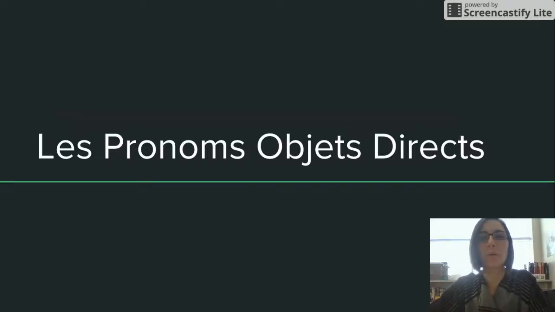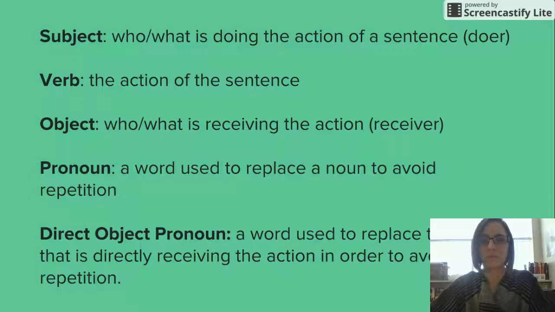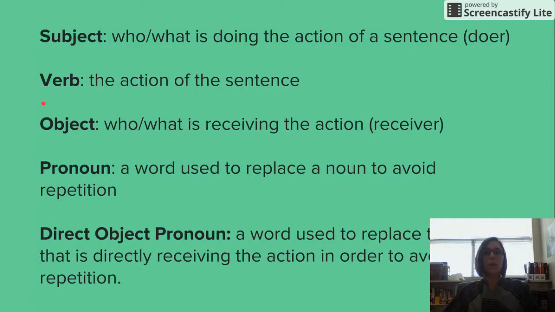Today we're talking about les pronoms objets directs, or direct object pronouns, in French. So a couple of definitions that you need to know before we really get into this: the subject of a sentence is who or what is doing the action of a sentence. This is the doer. The verb is the action of the sentence, so what is being done. And then the object is who or what is receiving the action, the receiver.